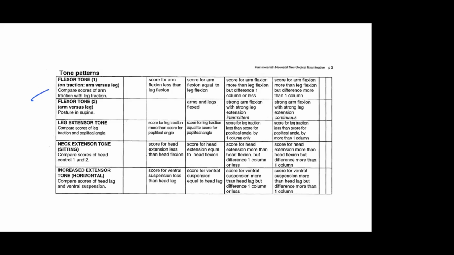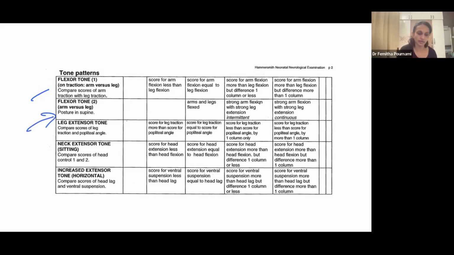Okay. So you look at the first component. Upper limb and lower limb tone. Posture in supine: arms and legs flexed is okay. Strong arm flexion with strong leg extension is not good. So these two are not good. They've left the first two because if you find something different, you can actually jot it down there. So that's what you do for the first rule.